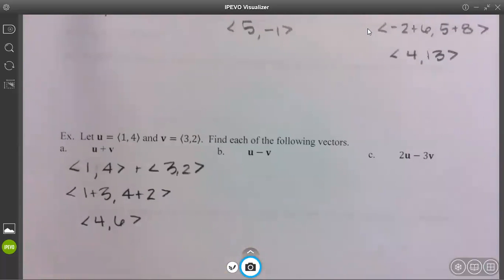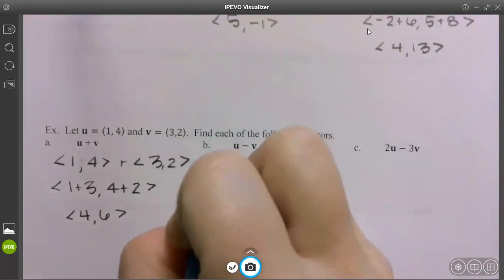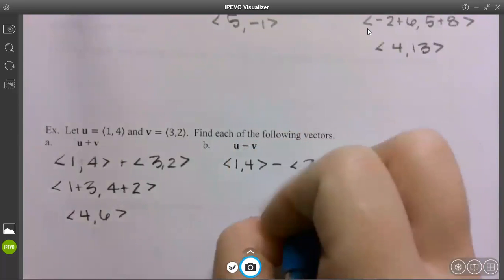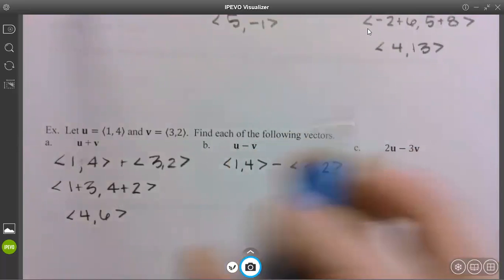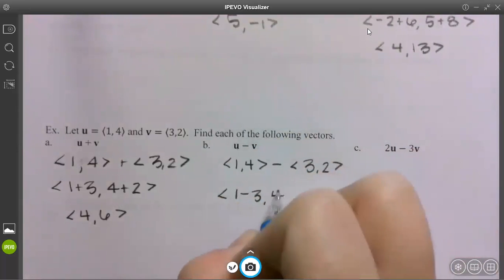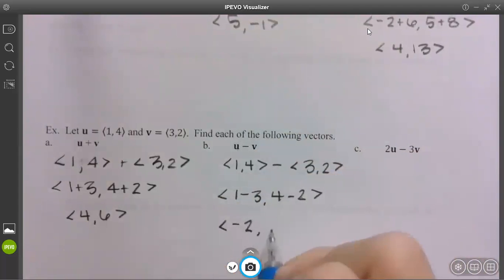You do not have to show all of that work if you do not want to. Okay, you can do it in your head. That's perfectly fine. I'm just going to show it on your notes just so you have something to reference back to. u minus v. u is 1, 4 minus v is 3, 2. So we're going to do 1 minus 3 and 4 minus 2. 1 minus 3 is negative 2. 4 minus 2 is 2.